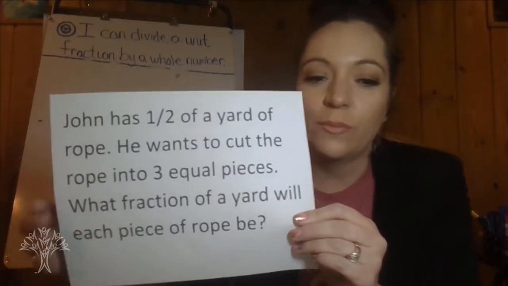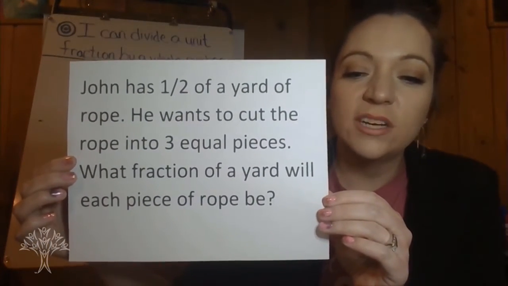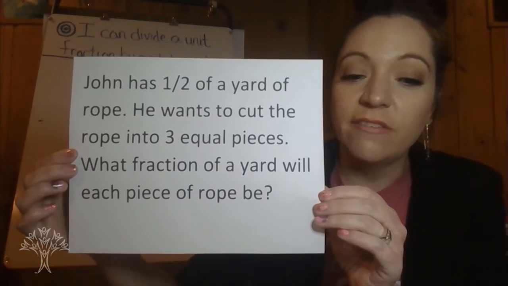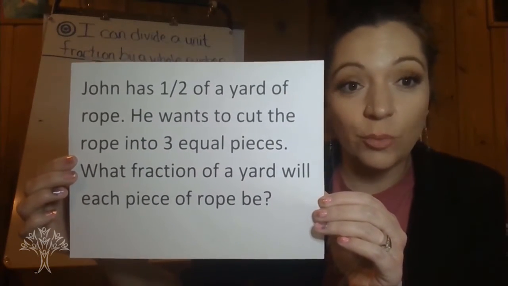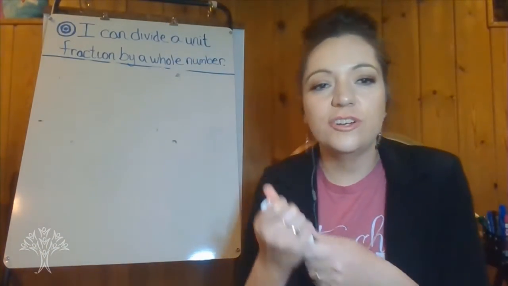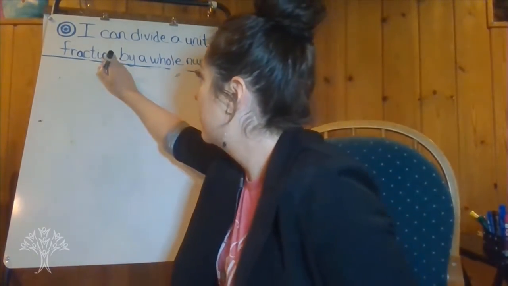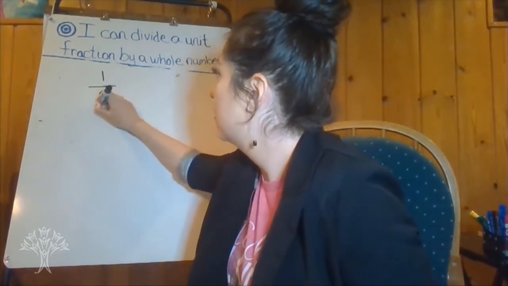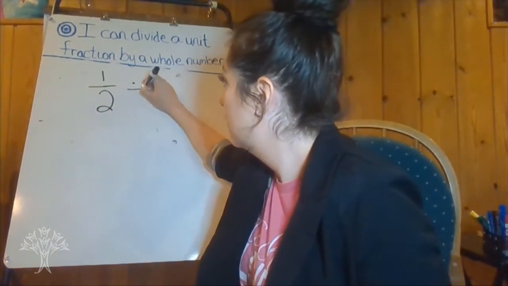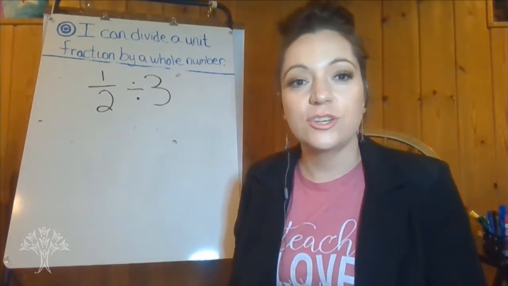Let's read it one more time. John has a half of a yard of rope. He wants to cut the rope into 3 equal pieces. What fraction of a yard will each piece of rope be? So what's your expression here? How much does he have? He has a half of a yard, and he wants to divide that equally into 3 equal pieces. So that's the expression we should have.